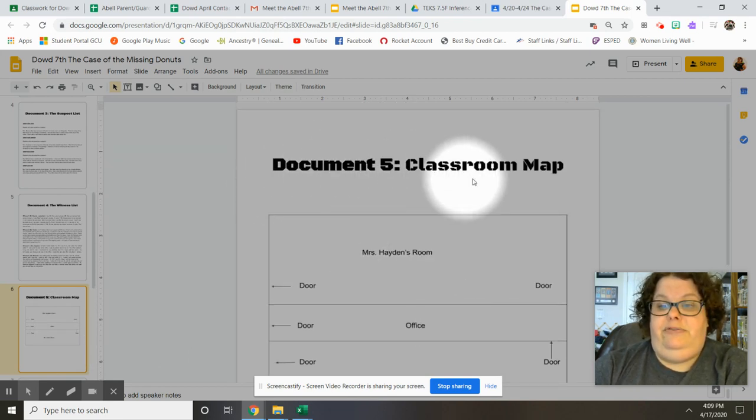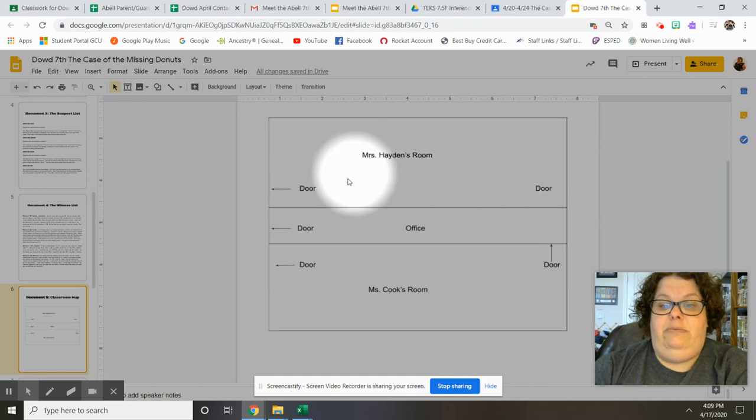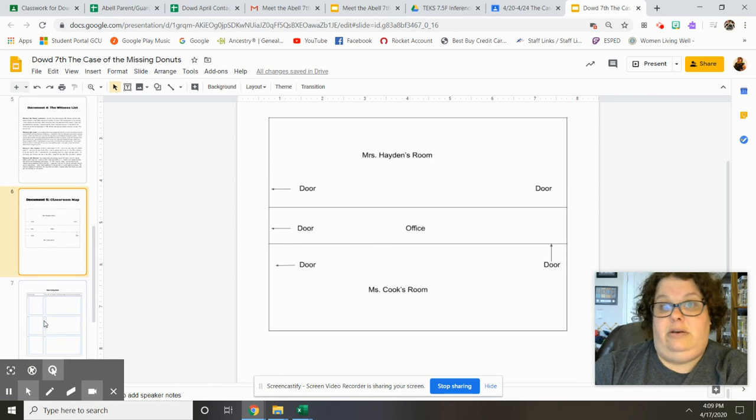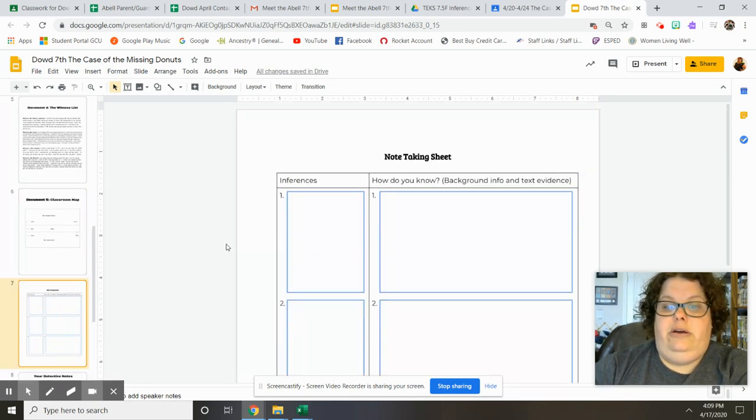Now, document 5 is important. This is the classroom map. So you're provided with a map of Miss Cook's room. She makes an important note about her doors when she's talking. So make sure you pay very close attention to that. It could help you. So here, this is where you're going to start taking your notes.